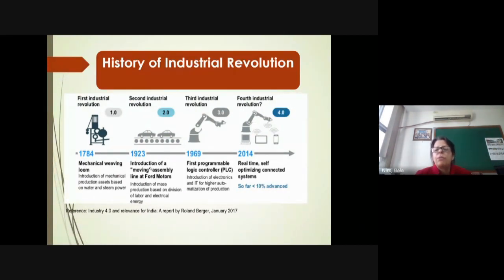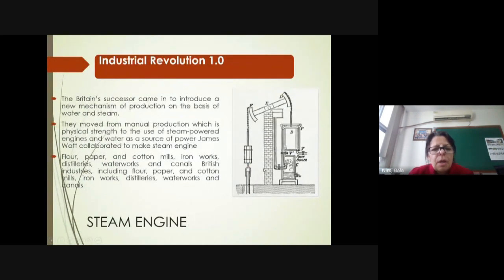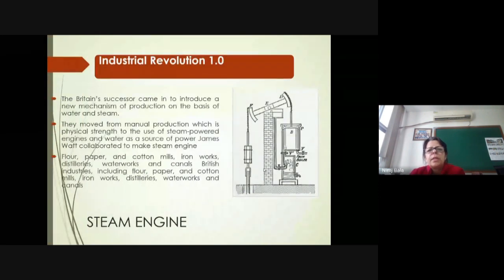The third industrial revolution, we were part of this third industrial revolution, which is PLCs, the first programmable logic controller, as well as the robots. And now today we are in the fourth industrial revolution starting from 2014, where we talk about real-time self-optimizing connected systems. All these are the history of Industry 4.0. Today we are in Industry 4.0, and today we are in the Education 4.0 era. So, just a brief history of these four industrial revolutions.